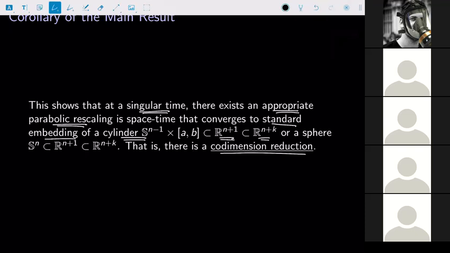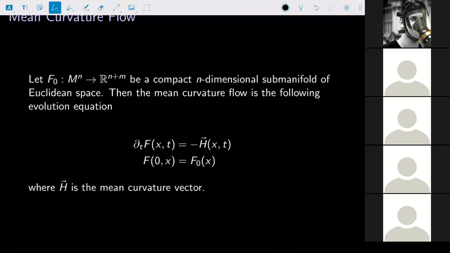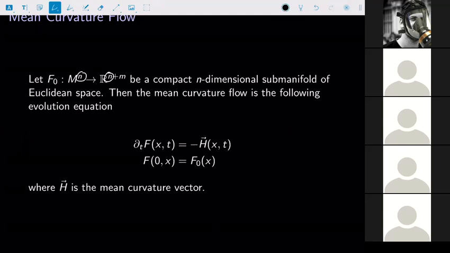Okay, right, so that's actually an explanation of the main results. So here, let me go back and explain a little bit what's happening with the mean curvature flow. So here we have the mean curvature flow. We start off with an F0, some submanifold of dimension n into Rn here, and we always start off with a compact n-dimensional submanifold of Euclidean space.